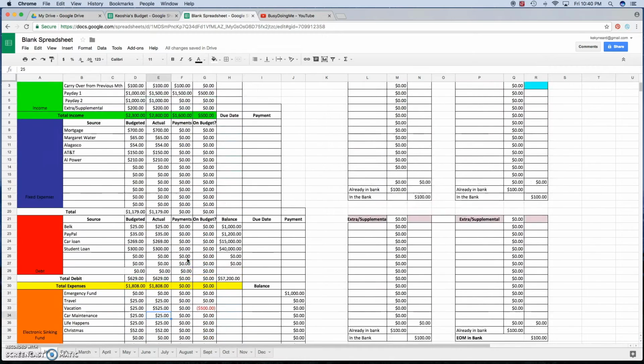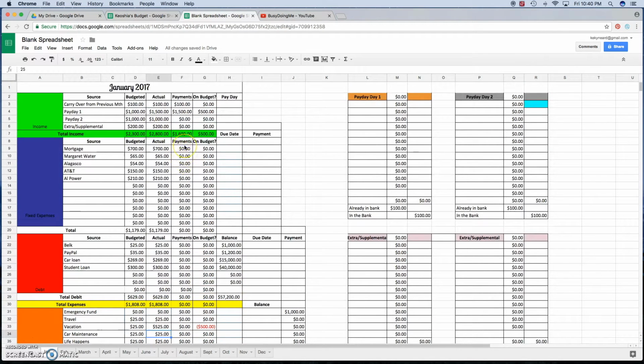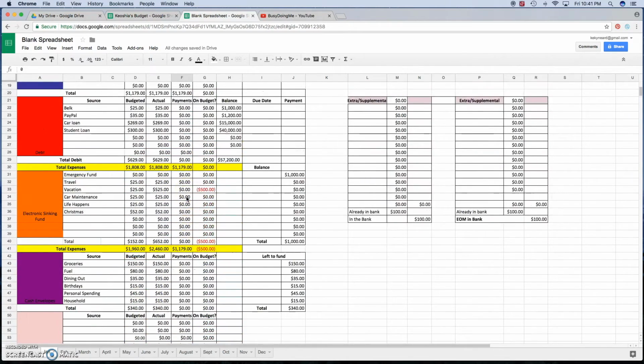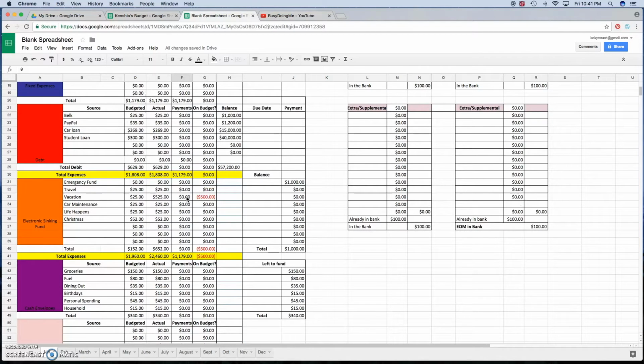So now you need to actually pay your bills. When you actually pay your bills, you're going to put it in this payment column. Don't type anything in this payment column until you actually paid it. So let's just say with this money, you're going to go ahead and pay your mortgage because mortgage is due with that first paycheck. You're going to go ahead and pay your water bill, Alagasco, your AT&T, and your Alabama Power. Okay, so you paid all of those people. You still have $421 that you need to allocate.